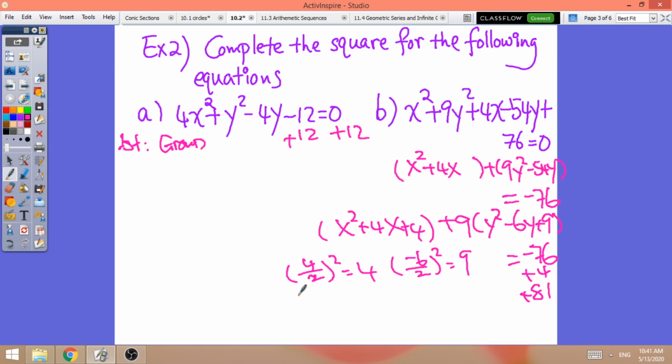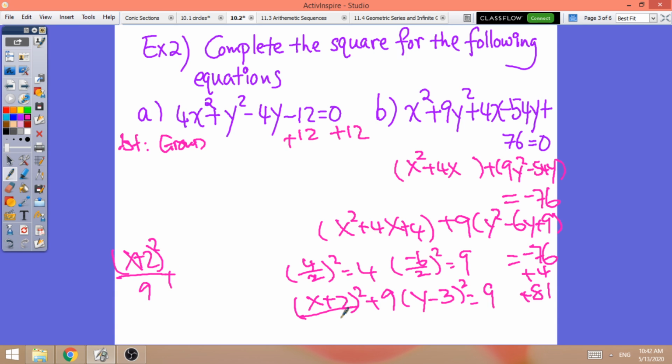And then rewrite it. So we got x plus 2 quantity square once you factor it. And then the other part right here, so we got 9 times the quantity of y minus 3 square. So 81 minus 76, then that'll be 5. 5 plus 4, then that'll be 9. And then finally, divided by 9 for each term. So we do have, well, let's just put it right here. So we do have x plus 2 quantity square over 9.